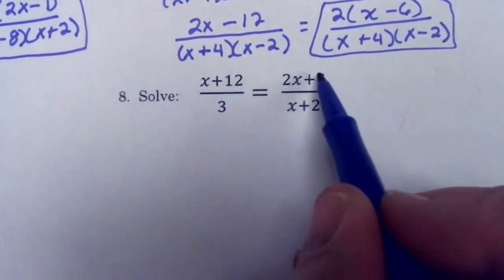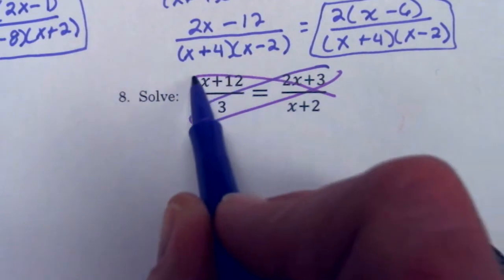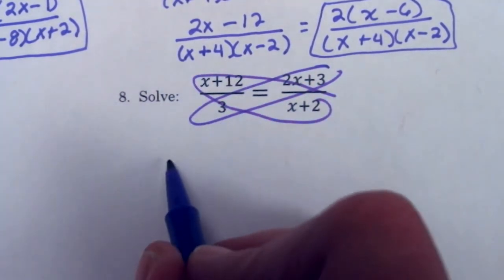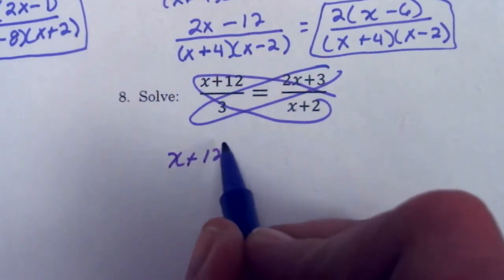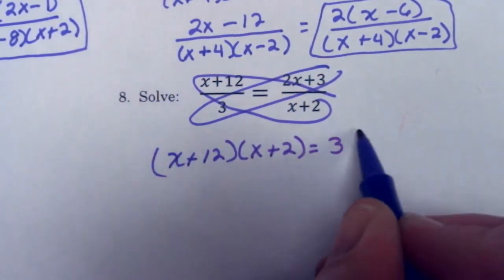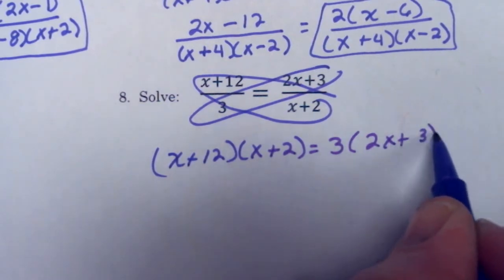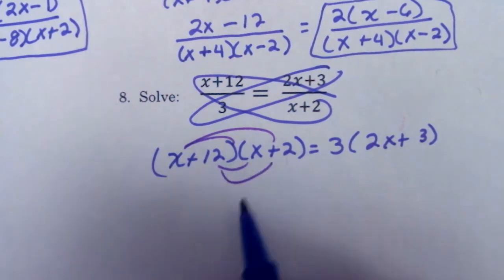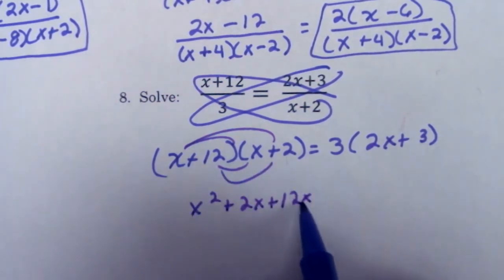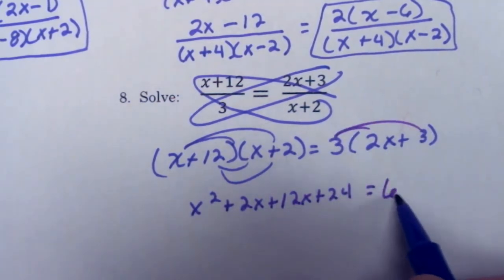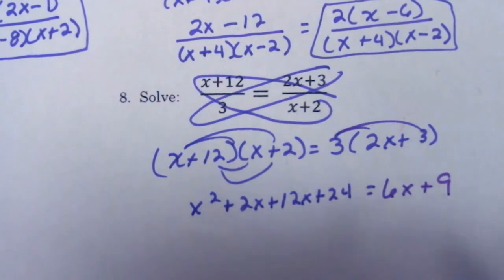It's already two fractions equal to each other. So we're going to cross multiply and go through and solve it. So I end up with x plus 12 times x plus 2 equals 3 times 2x plus 3. Okay, I need to FOIL this over here. Distribute, distribute, distribute, distribute. So x squared plus 2x plus 12x plus 24. On this side, just distribute, equals 6x plus 9.